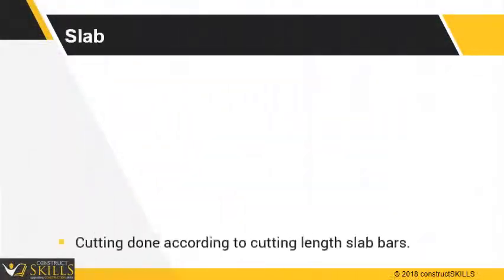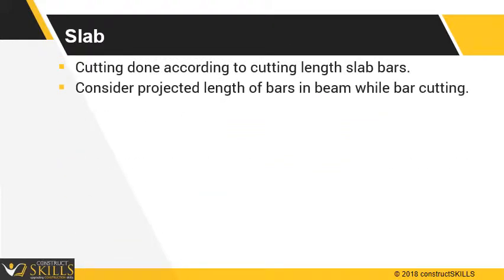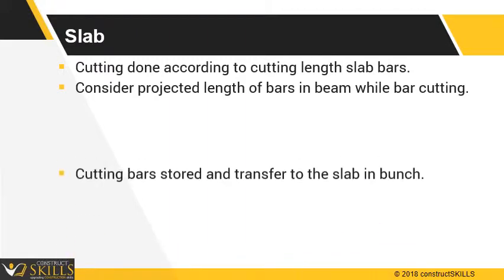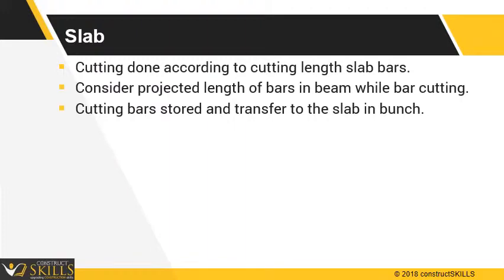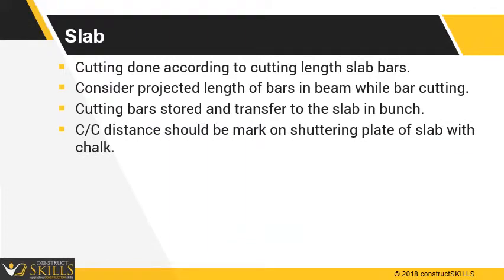Slab. Cutting should be done according to the cutting length of the bar of the slab. Consider the projected length of bars in the continuous beam while bar cutting. The cut bars should be stored and transferred to the respective slab bunch-wise. Center-to-center distance should be marked on the shuttering plate of the slab with chalk or marker.